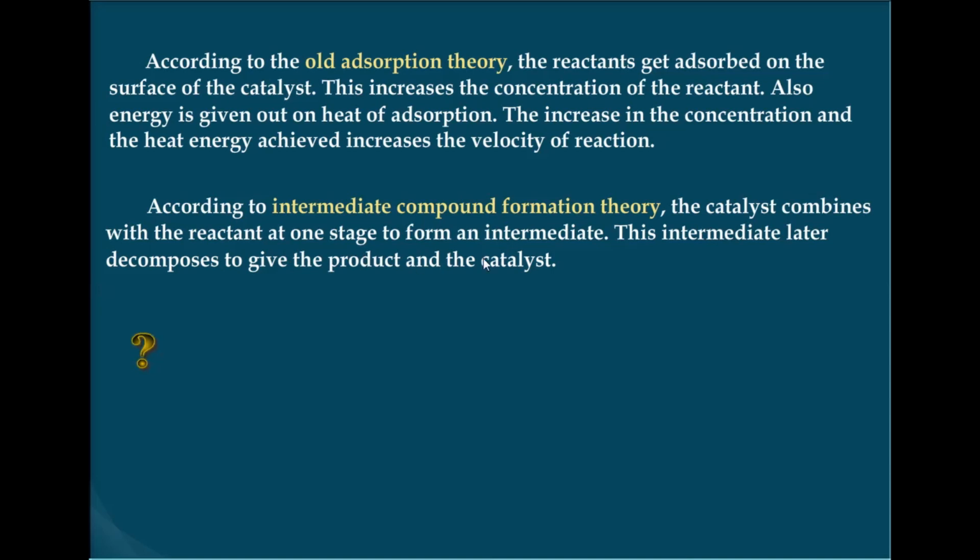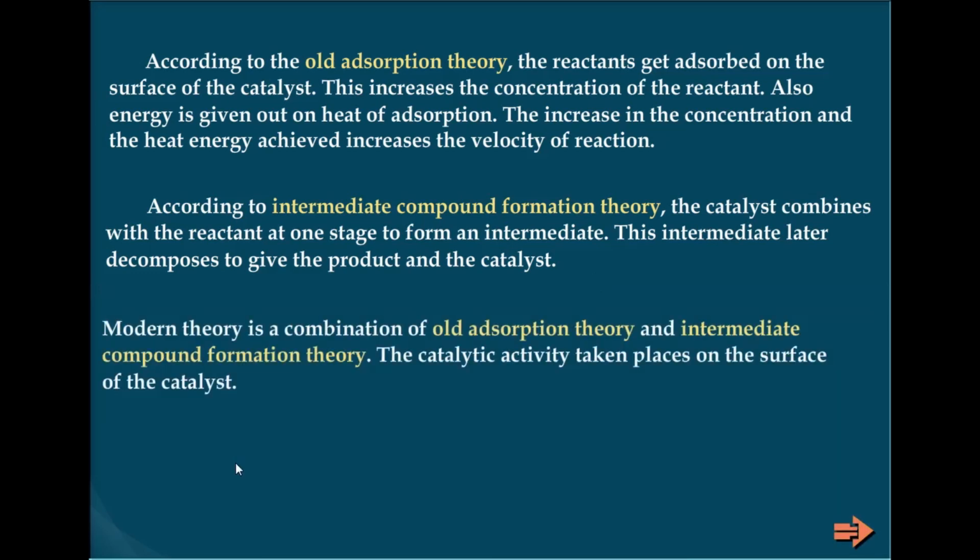The second theory is the intermediate compound formation theory. The catalyst combines with the reactant at one stage to form an intermediate. The reactants will combine with the catalyst, and an intermediate is formed first. This intermediate later on decomposes to give the product and the catalyst. That is, the catalyst will be obtained chemically and quantitatively unchanged. This is what we had learned earlier.